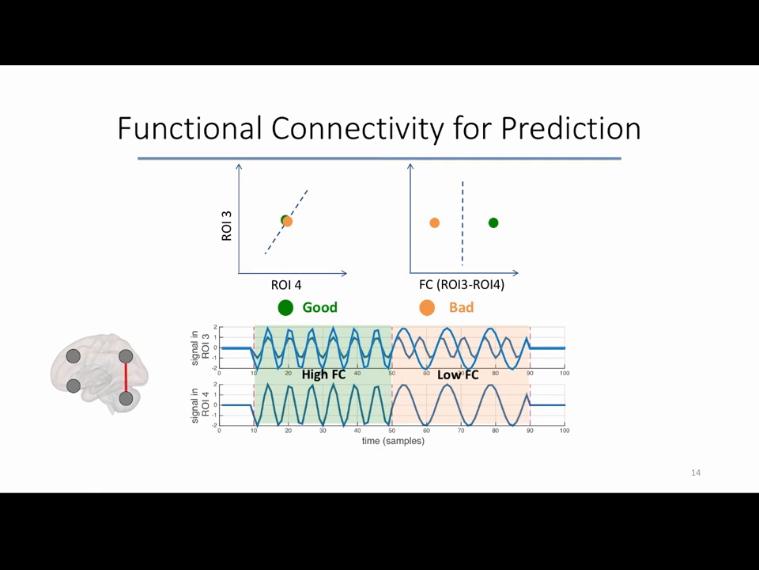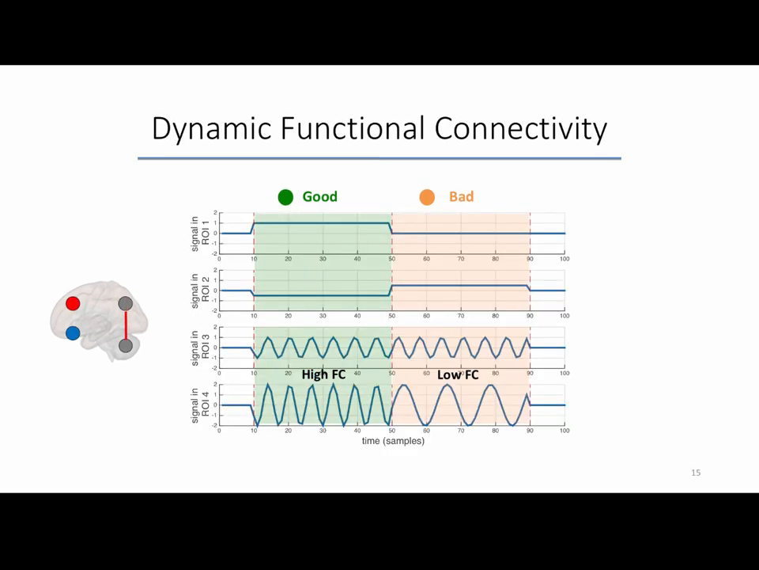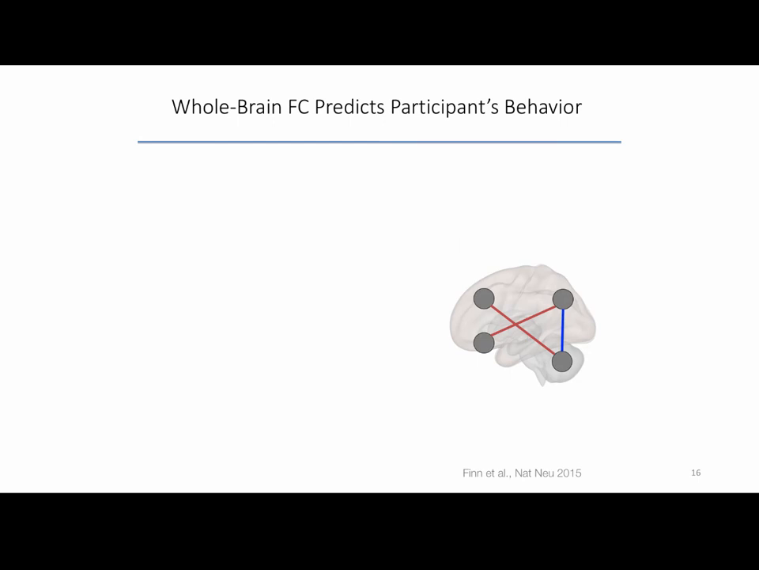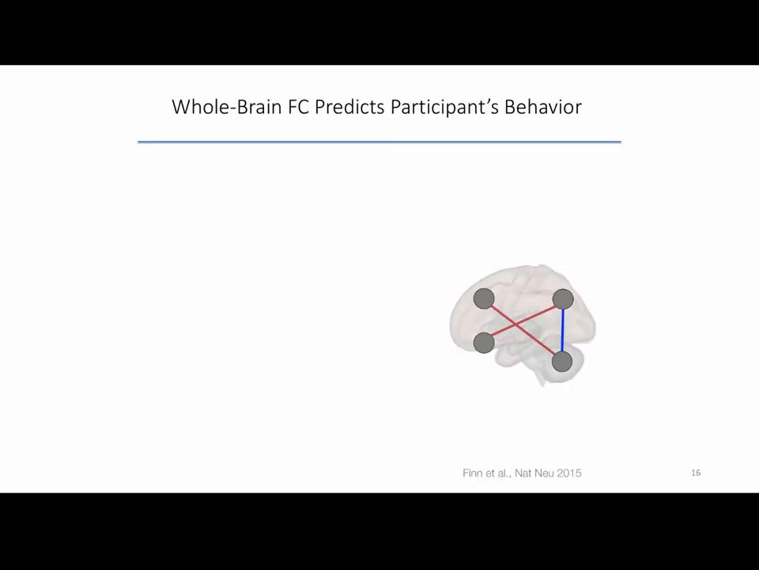So we might use what we call a functional connectivity edge between these two regions as one of our features to predict good versus bad performance. And of course, if we looked back at the signals in ROIs 1 and 2, they have low functional connectivity in both cases, so functional connectivity is not a great choice. So we have two ROIs where magnitude is better than connectivity, two ROIs where functional connectivity is better than magnitude. And you have to think carefully about which you want to use as your feature space.